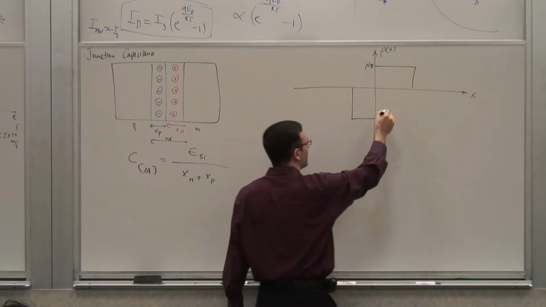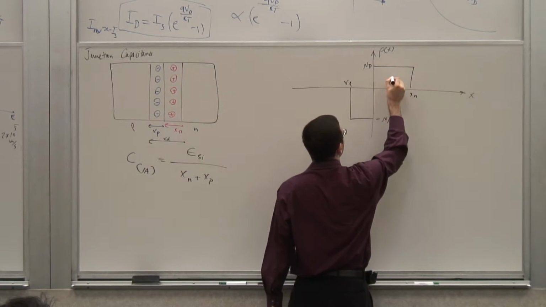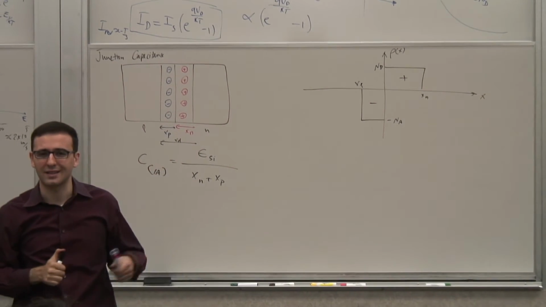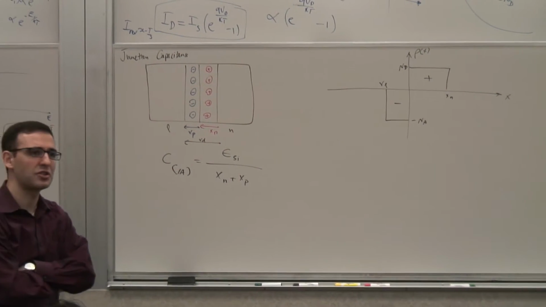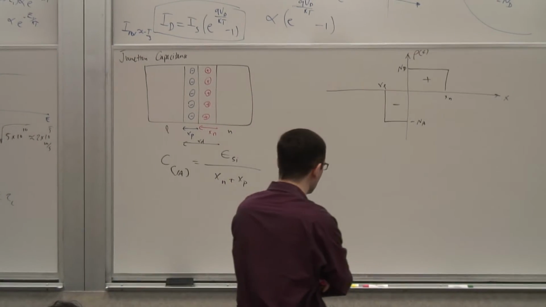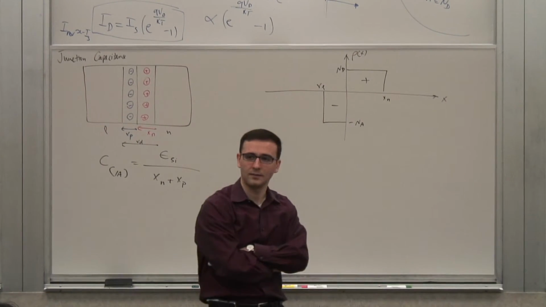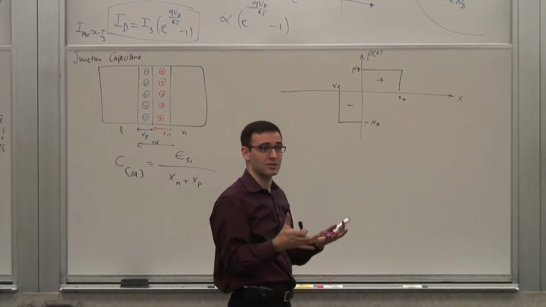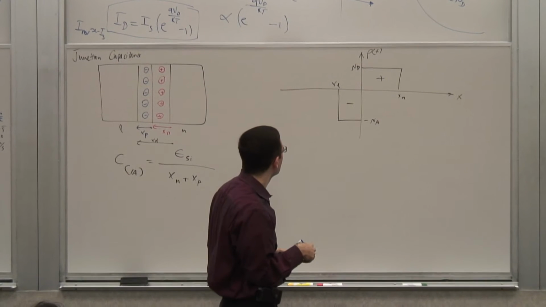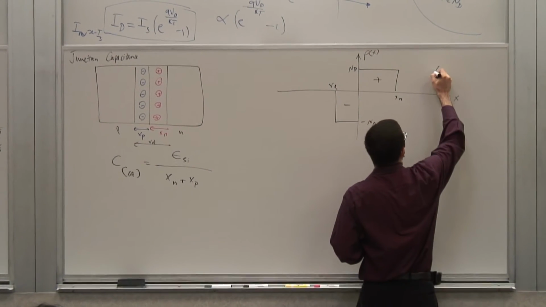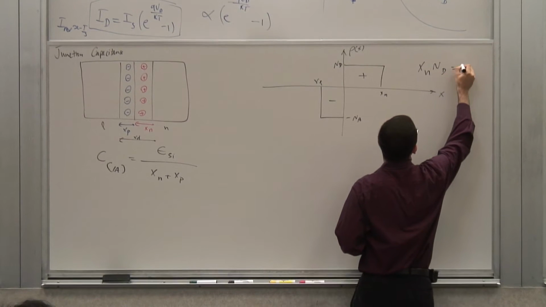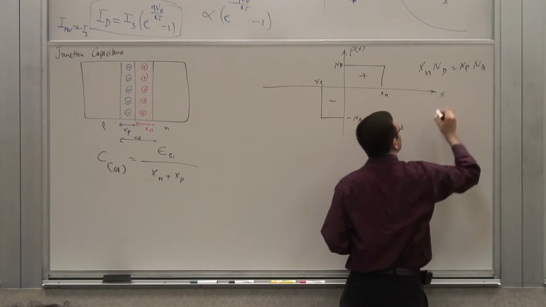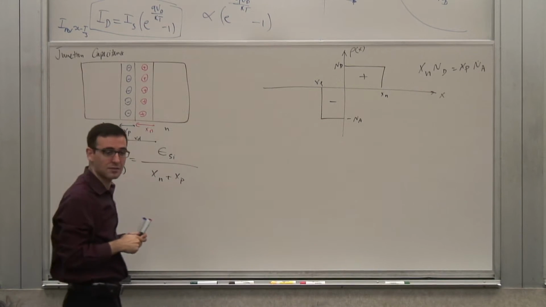And if this is Xn and this is Xp, so this is positive charge, this is negative charge. What can I say about the areas of those two rectangles? Is there some sort of relationship that should hold between them? They should be equal, right? Why? Charge neutrality, conservation of charge. Total net charge has to be 0. Right? So that tells me that Xn times Nd is equal to Xp times Na. Okay? That's what it tells me.